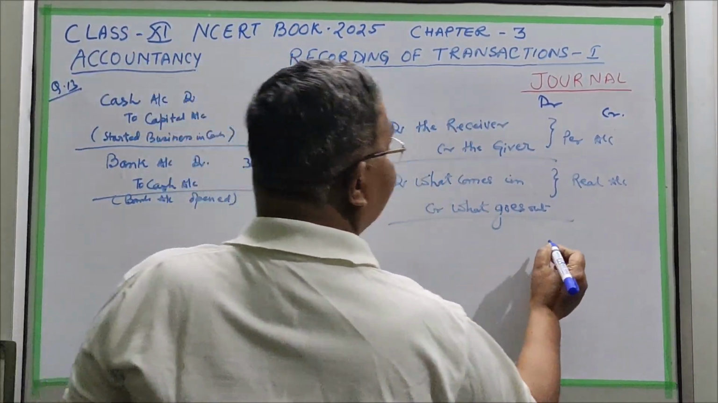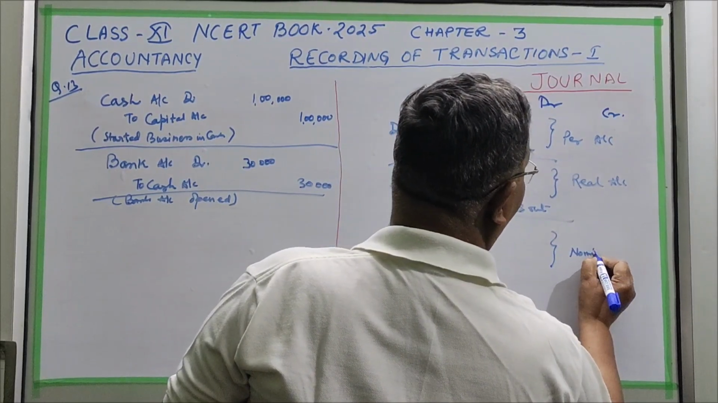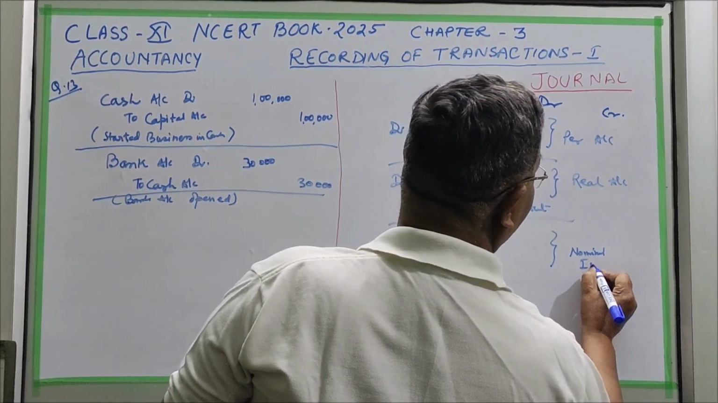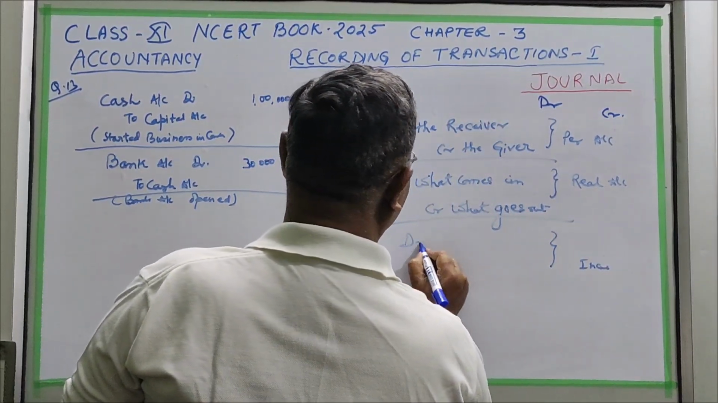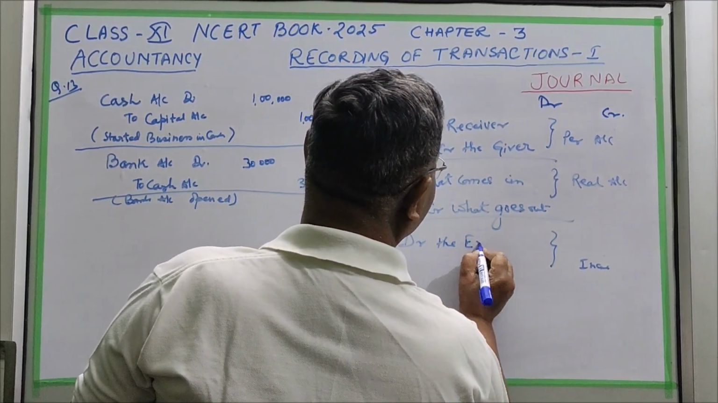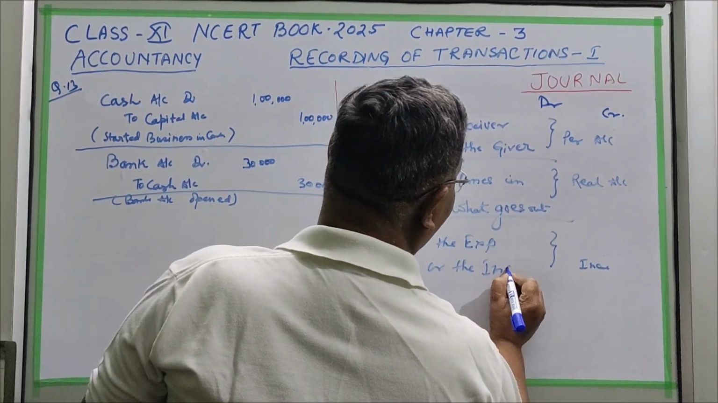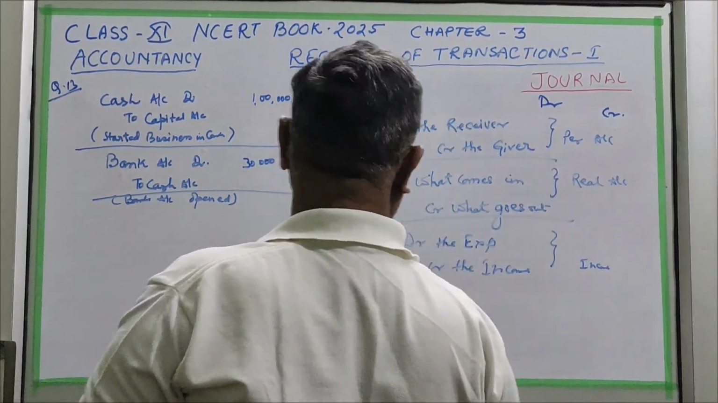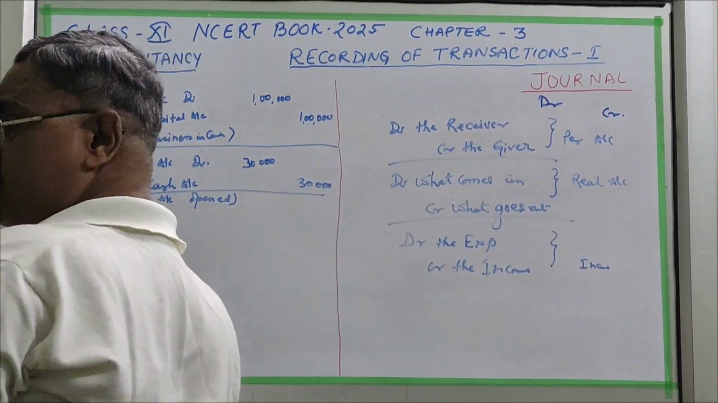And other is income and expenditure. Nominal accounts are there. Income and expenditure accounts are there. So debit the expenses, and credit the income. This thumb rule also you can remember, and based on this we will do further entries.